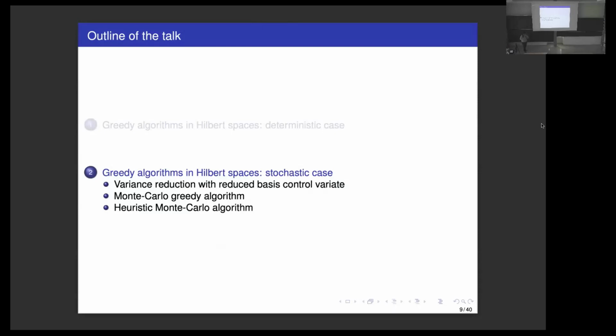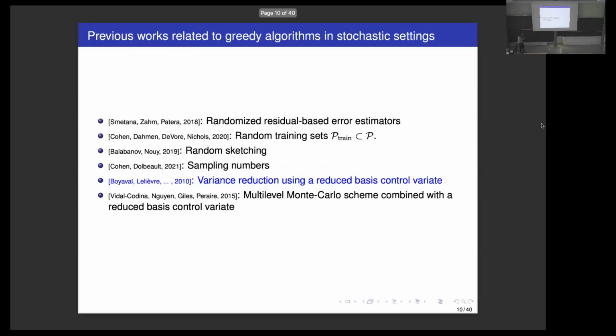So this is a context that I guess most of you are familiar with, and this is what is known about greedy algorithms in this deterministic setting. So now let me switch to the stochastic case, which we were interested in.